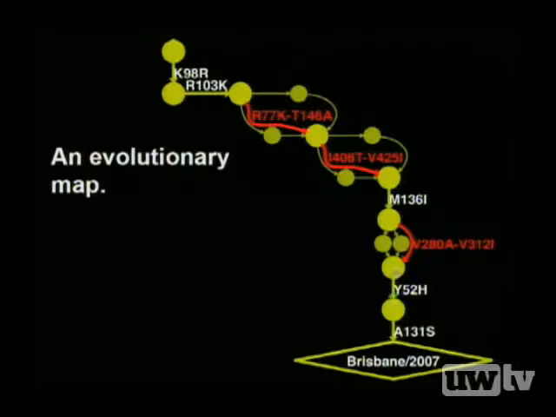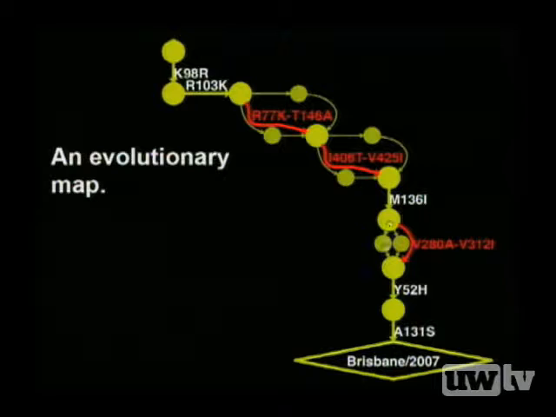There are places where, because of a lack of sequence information and because of rapid influenza evolution, we can't tell exactly which way evolution went. So here, we know this sequence existed, and we know this sequence existed, but we don't know which order these two mutations occurred. But in general, we can build up a pretty good map of how this protein evolved.